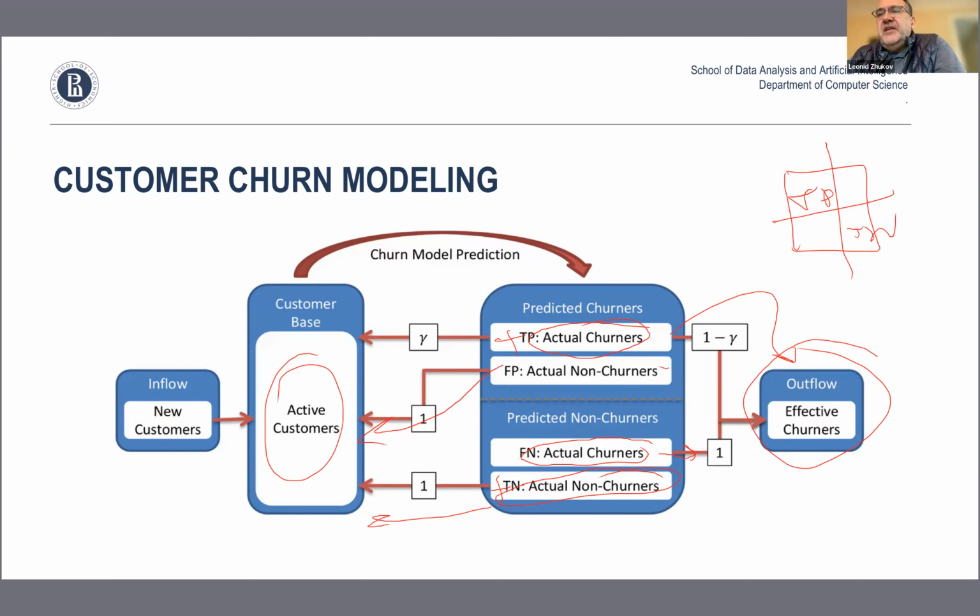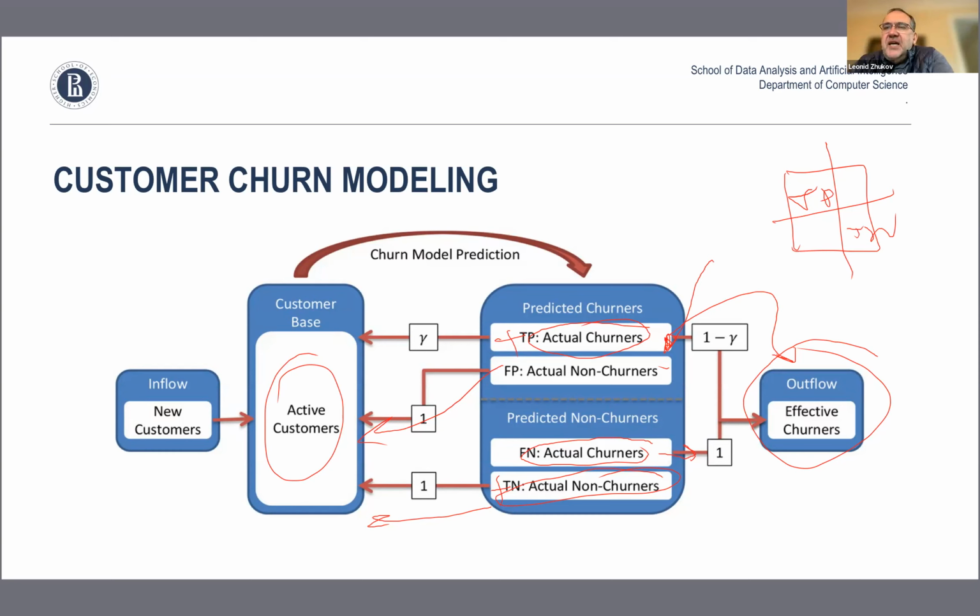If the operator gives a discount, and let's say discounts are effective, say 80% effective, whatever. But when you give a discount, it changes the behavior. So when you give a discount to actual churners, that's money well spent, right? They can, for example, save the person from churning. So this is money well spent.